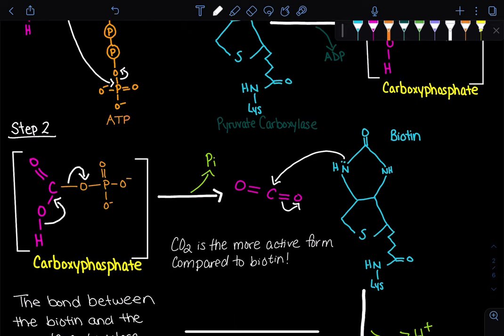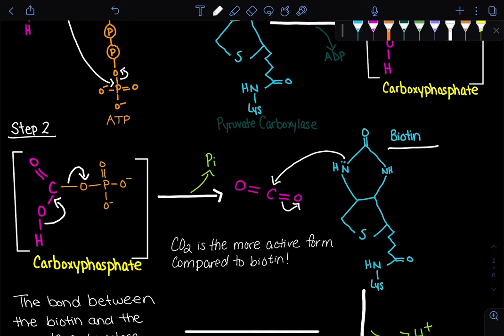Now, as a result, when the electrons fall back to form that double bond with a carbon, we get carbon dioxide, CO2. Now, CO2 is in a good position to be attacked by a nucleophile, right? So this is where biotin is going to come in.